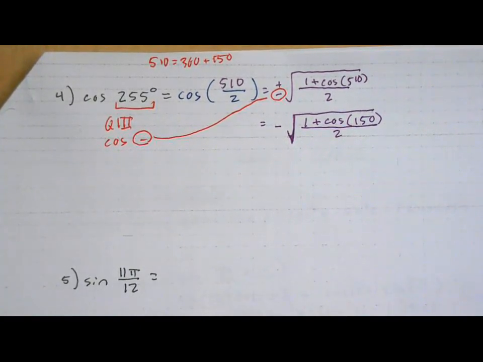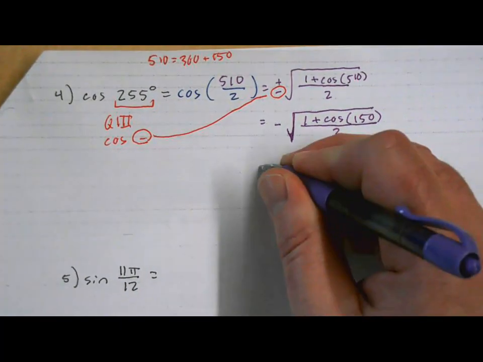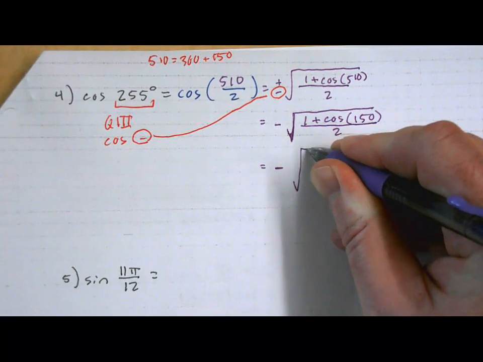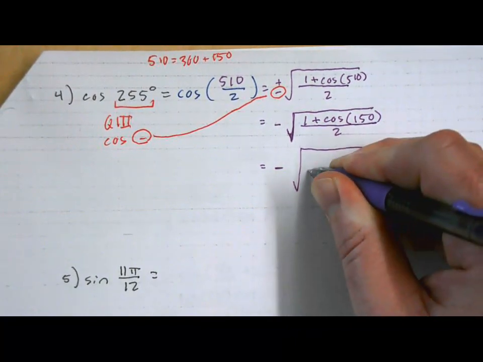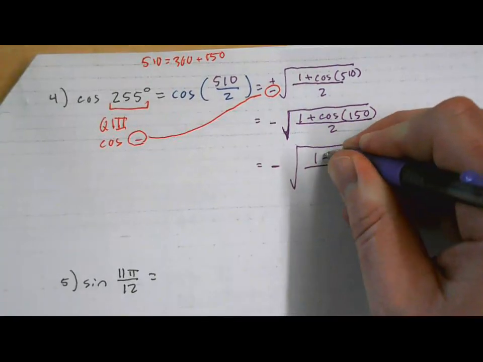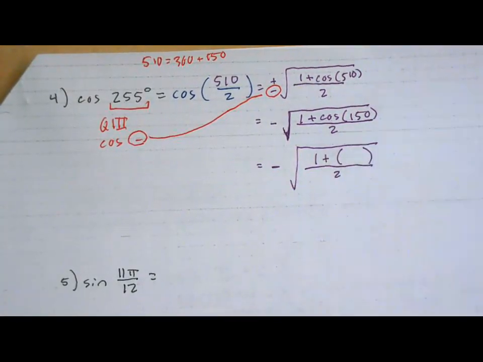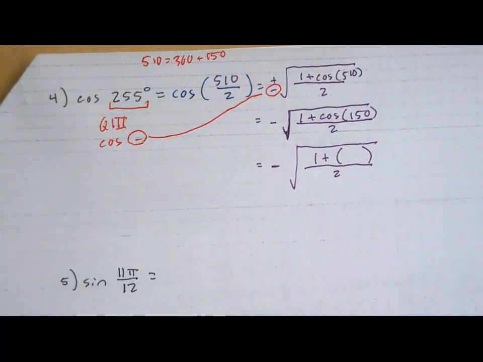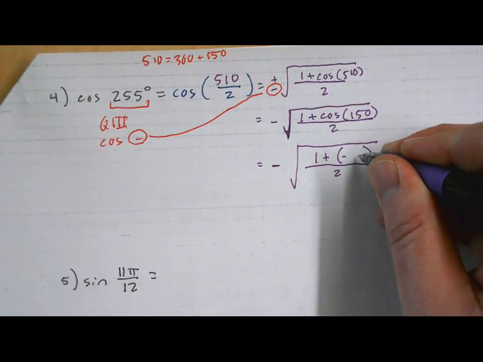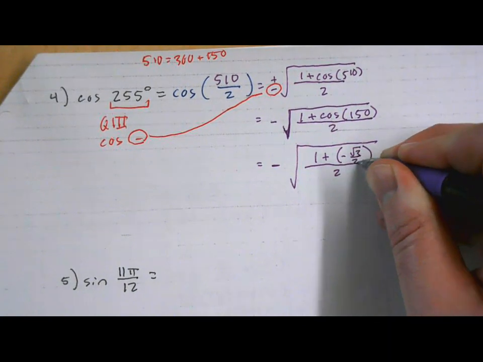All right, let's finish this off then. The minus is staying. My big old square root's staying. I'm going to make it huge this time. And I've got 1 plus cosine 150. I'll just leave a blank where the cosine 150 is because I know what the cosine of 150 is. Do you? It's negative something. The reference angle is 30 degrees and cosine 30 is root 3 over 2.